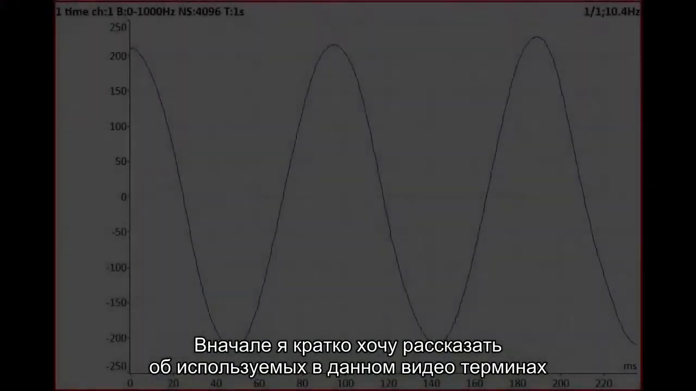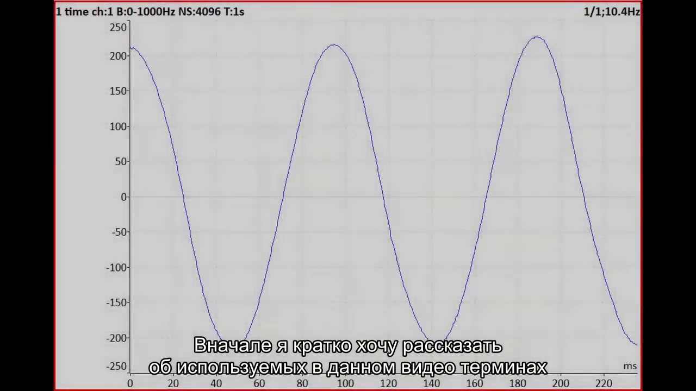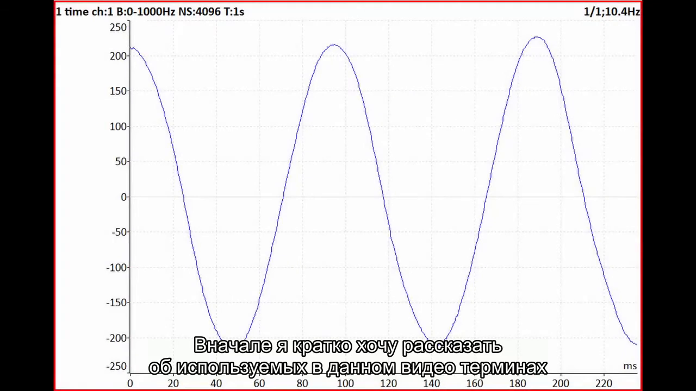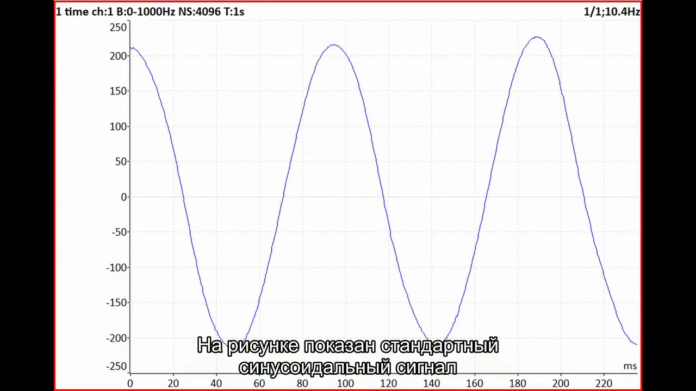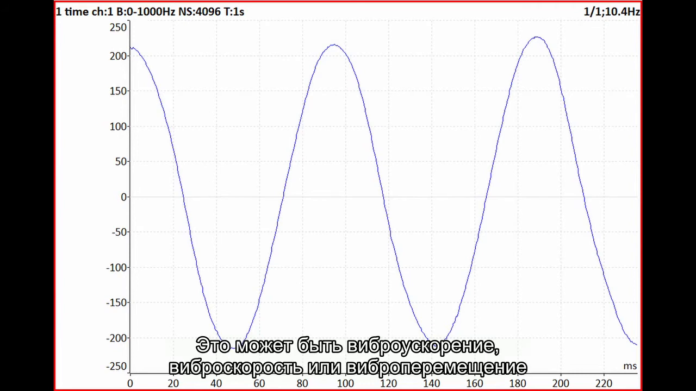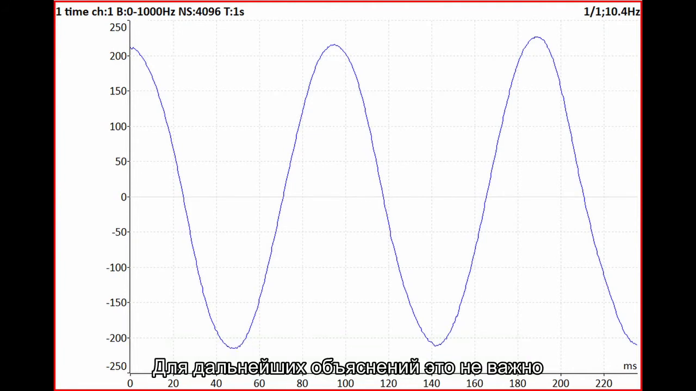In the beginning, I would like to explain some words which I will use in the video. Their meanings must be clear for understanding the video. The standard sine signal is in the picture. It can be acceleration, velocity or displacement. It is not important for the next explanations.